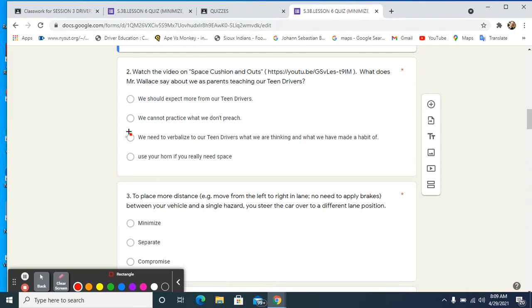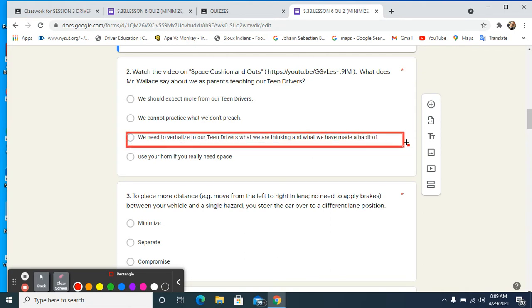I'm sorry, this is the one we definitely need to do: verbalize to our teens what we are thinking and what we've made a habit of. If you recall in our Lesson 6, parents have a tough time riding with teen drivers, and it's mainly because teen drivers don't know the nuances that experienced drivers like your parents have habituated. Like, for example, lane positioning, right? For beginner drivers, we're thinking if we're in the center of the lane, we're doing the right thing. Which is not the case in a lot of situations, as you guys are learning, right? So parents need to verbalize these nuances to their teens.